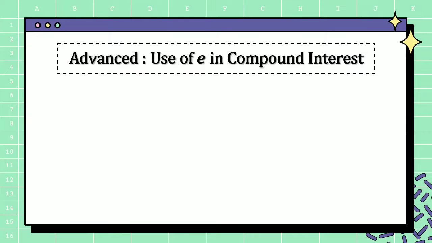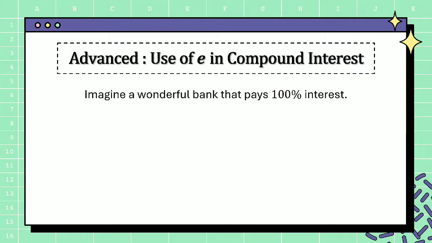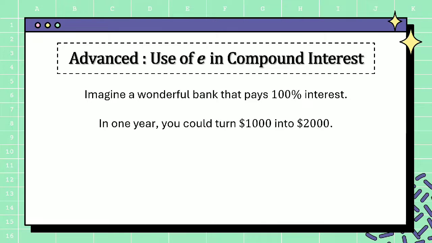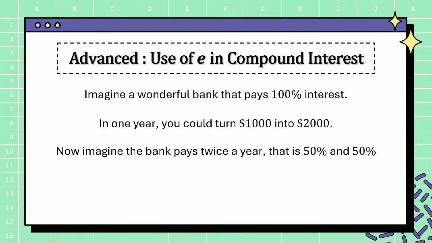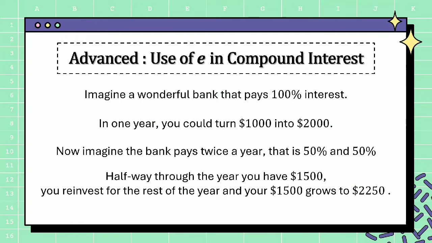Next, the use of e in compound interest. Imagine a wonderful bank that pays 100% interest. In 1 year, you could turn $1,000 into $2,000. Now imagine the bank pays twice a year, that is 50% and 50%. Halfway through the year, you have $1,500. You reinvest for the rest of the year and your $1,500 goes to $2,250.